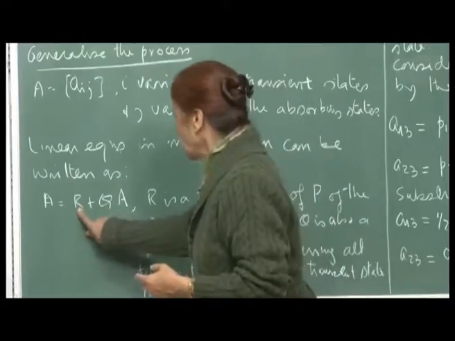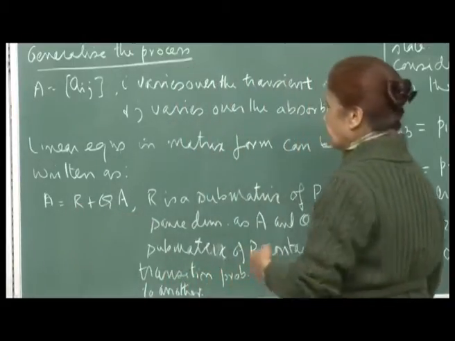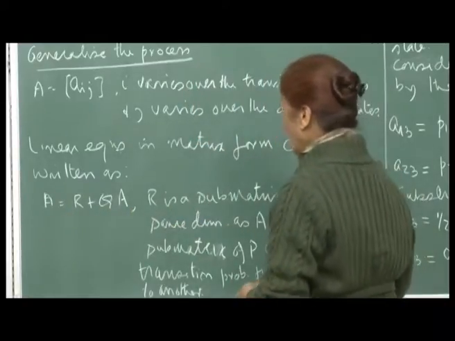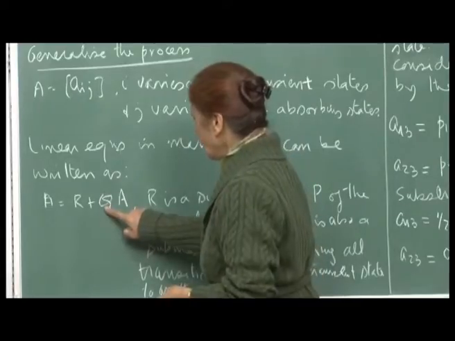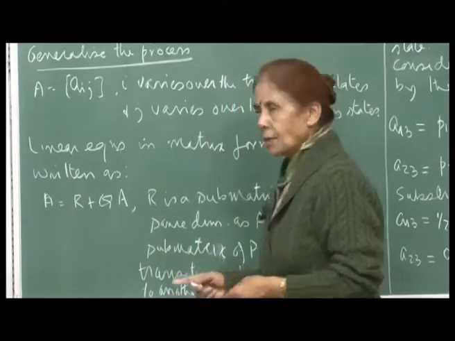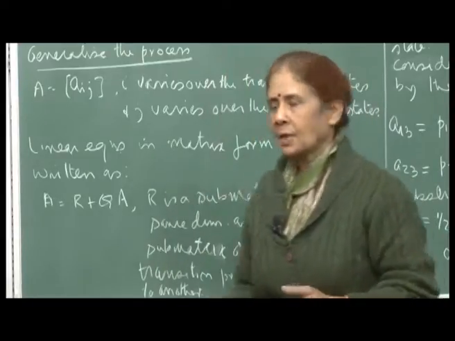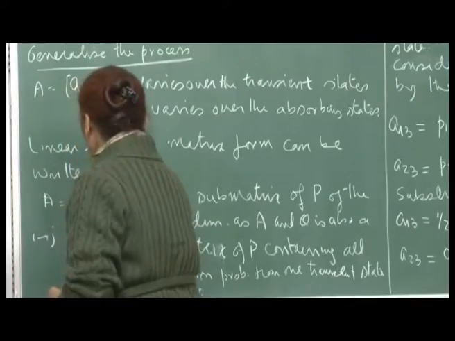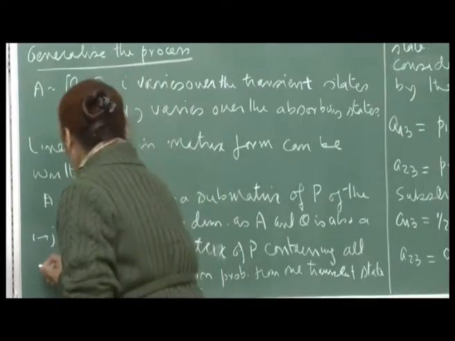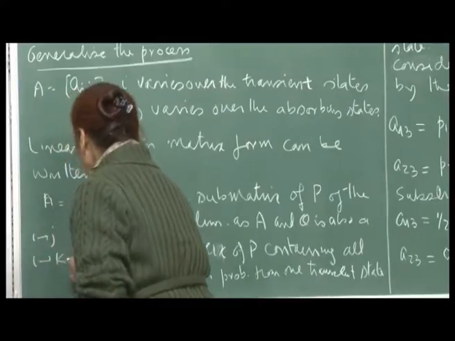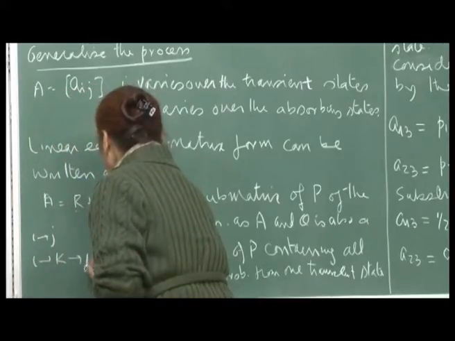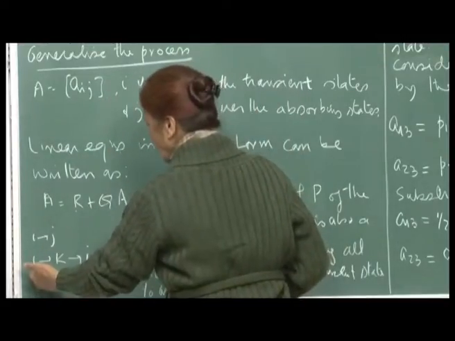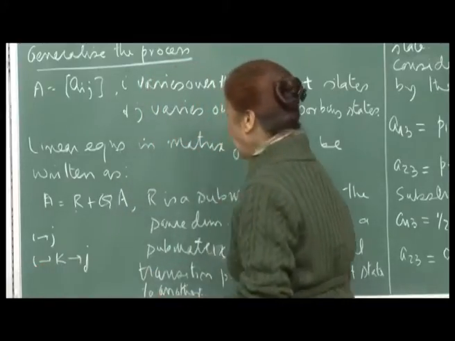So, therefore, R is exactly the submatrix of P of the same dimensions as A. Then we wrote down QA. Remember, this will consist of the transition probabilities from a transient state to another transient state. Either you went from i to j in one step, and then those probabilities are here, or you went from i to k, another transient state, and then from k you went to j finally.